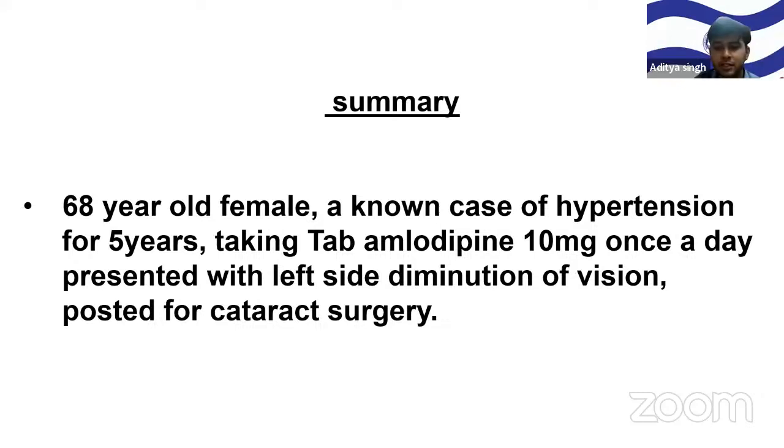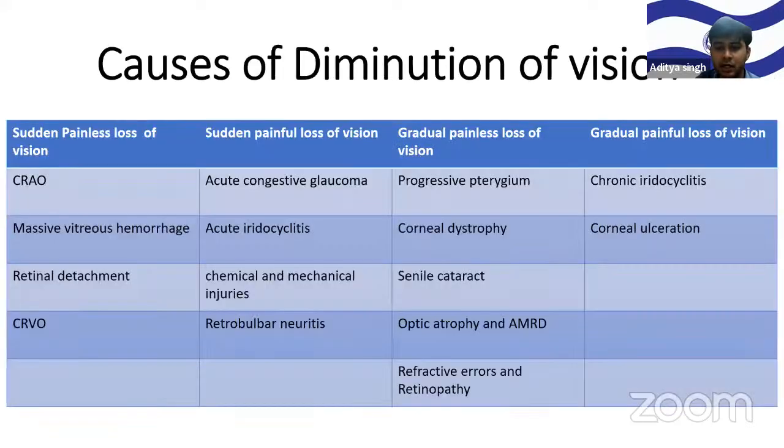Ma'am, diminution of vision can be classified into sudden or progressive. In the gradual painless causes of loss of vision, it will be pterygium, senile cataract, corneal dystrophy, or age-related macular degeneration along with retinopathy. Okay. The gradual painful causes of diminution of vision will be chronic iridocyclitis or corneal ulcer.